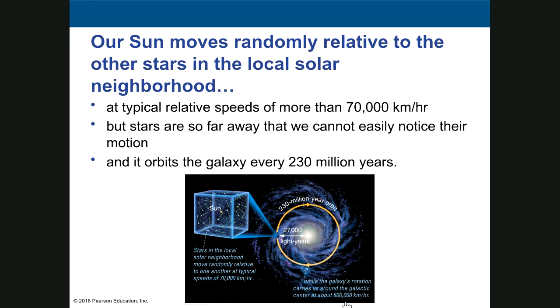And we can do the same thing and see that our sun moves randomly relative to other stars in our local neighborhood. The typical relative speeds are about 70,000 kilometers per hour. That's how fast we see things moving past us. And if we do the same thing looking at our orbital calculation of how long it takes the sun to go around the Milky Way, which is about 230 million years, we get that the sun is moving at around 800,000 kilometers per hour. So you are a very fast moving object.